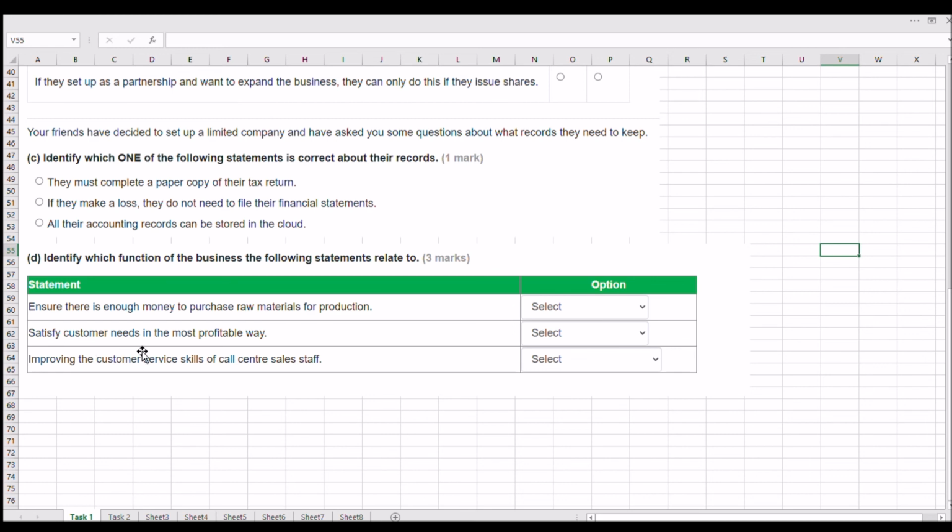Satisfy customers' needs. So this is customer needs here. That's what the sales department do. They sell and they consider the profit. And then training, whenever you see improving customer skills, that kind of training, secure staffing, disciplined staffing, keeping them all motivated, whatever, that's HR. So that's the end of that question, question 1.